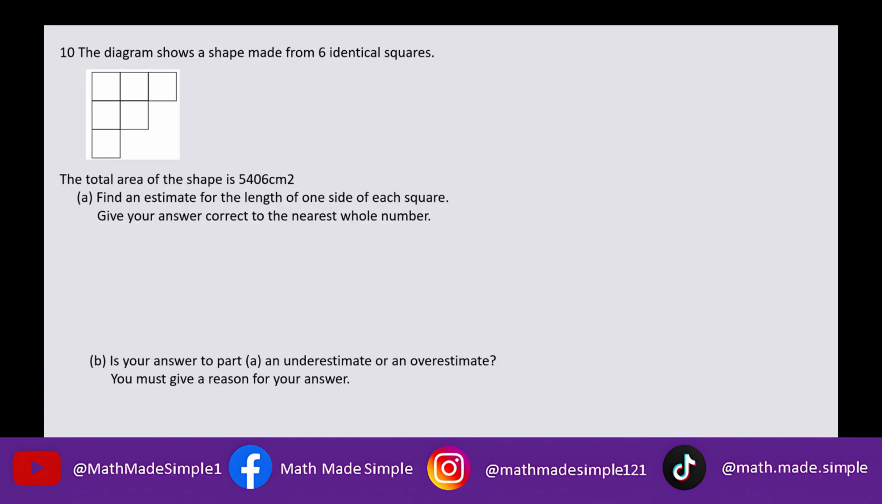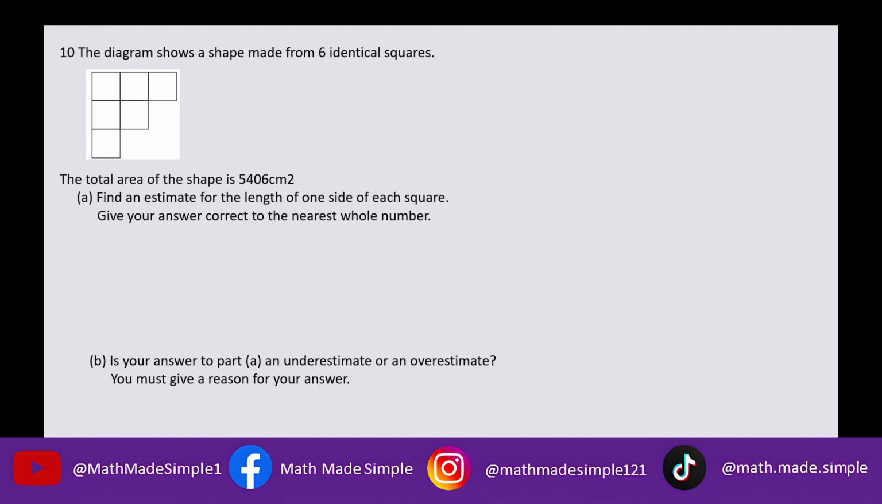Question 10 reads, the diagram shows a shape made out of 6 identical squares. The total area of the shape is 5,406 centimeters squared. Part A is find the estimate for the length of one side of each square. Give your answer correct to the nearest whole number.